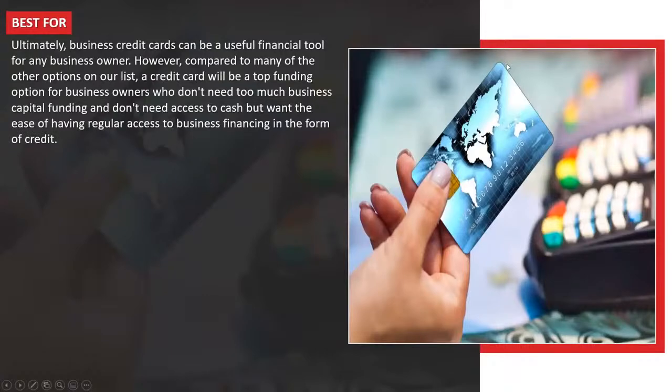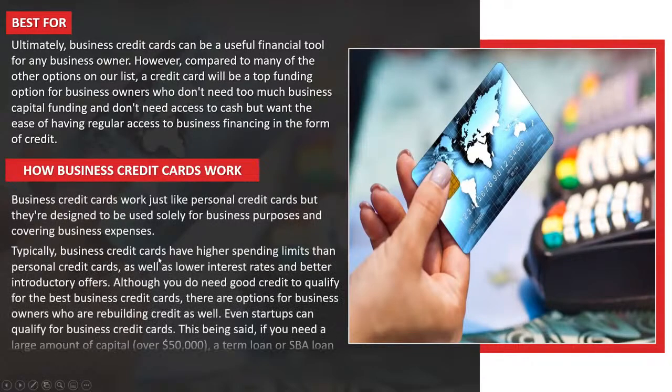Ultimately, business credit cards can be financial tools for a business owner. However, compared to many of the other funding options on the list, credit cards may be the top funding option for businesses who don't need too much business capital and don't need access to a lot of cash.